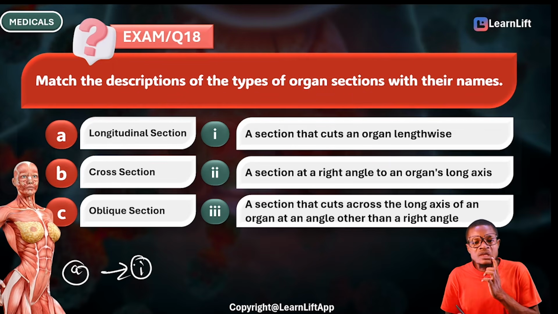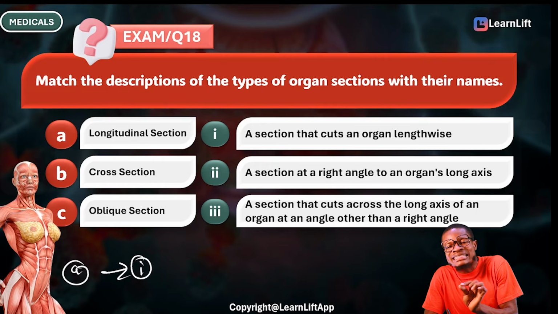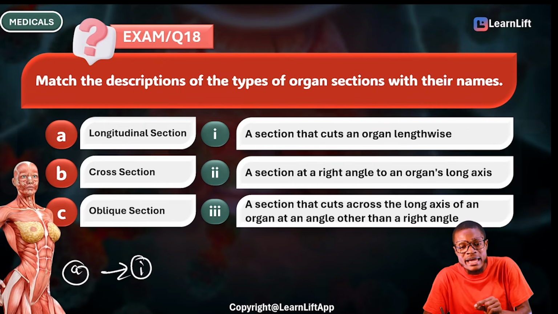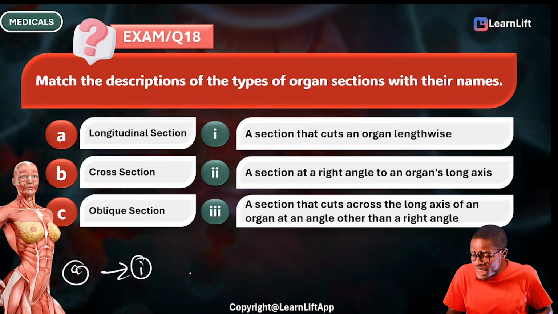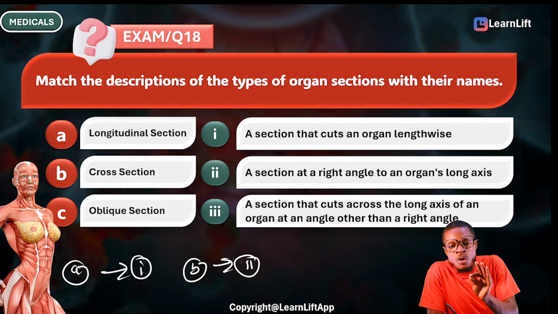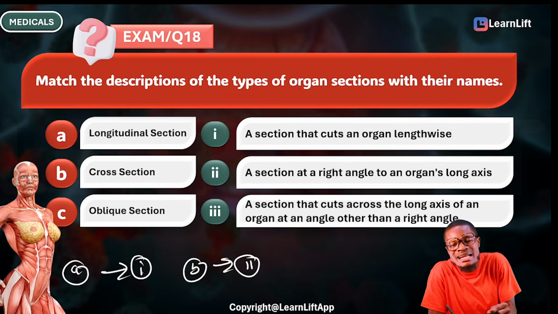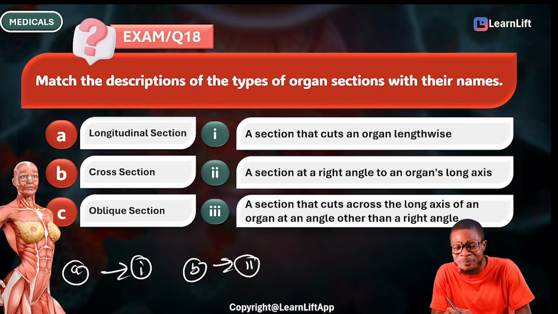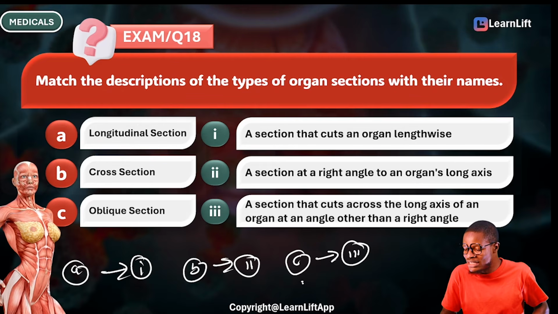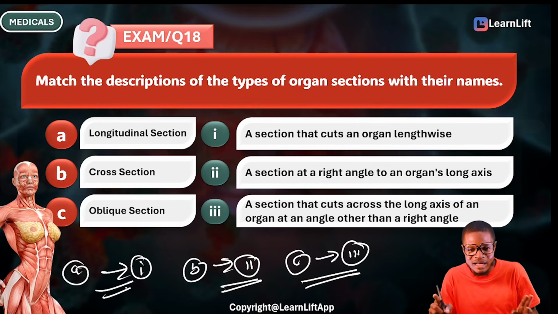That's very correct. Now, a section that cuts at an angle to an organ's long axis, at what angle? At a right angle. Anything that cuts at right angle, that's your cross section. That means your B is going to match with 2. Very correct. And then a section that cuts across the long axis of an organ at any angle other than the right angle, that's oblique section. That means your C corresponds with 3. So 1, 2, 3 is the correct answer to this. All of them correlate like that.